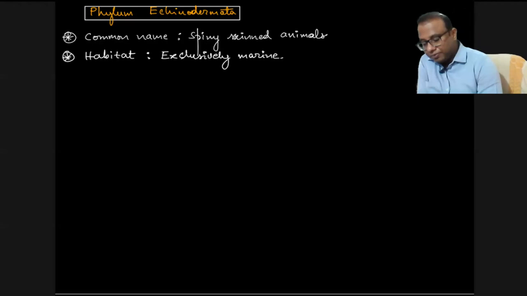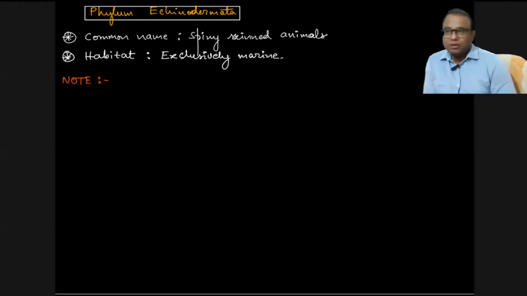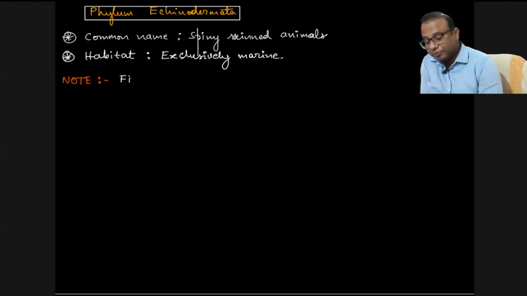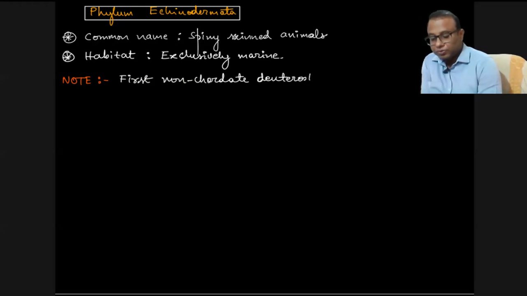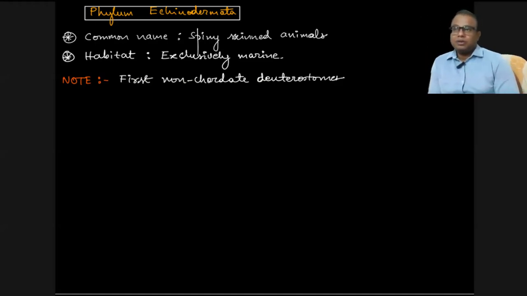Right, now there is a note point here. The note point is that these are the first non-chordate deuterostomes. Right, so what do you mean by deuterostomes? These are animals in which blastopore becomes anus. Anus, right. So in the previous phylums, Annelida, Arthropoda, Mollusca, blastopore was developing into mouth. So what did you call them? Protostomes. Okay, so these are the first non-chordate deuterostomes.